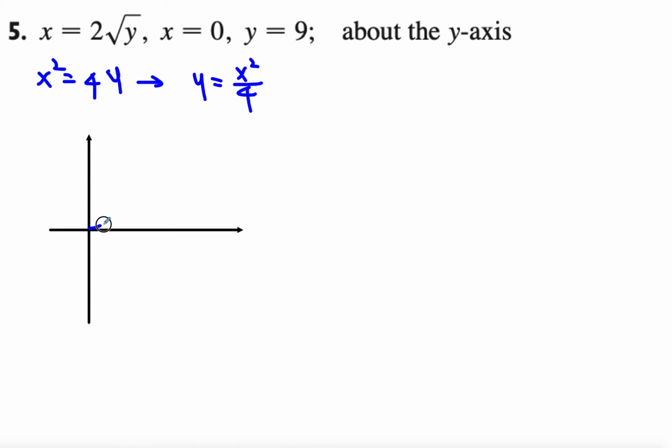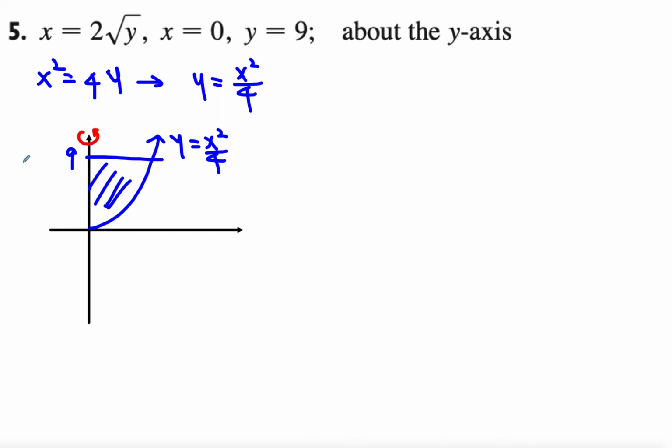So here I have y equals x squared over 4, and then x equal to 0, that's the y-axis, and y equals 9. There would be a horizontal line, and this will be the area which we would like to rotate. This time, we are rotating about the y-axis. Then you can see a solid bowl being formed here.